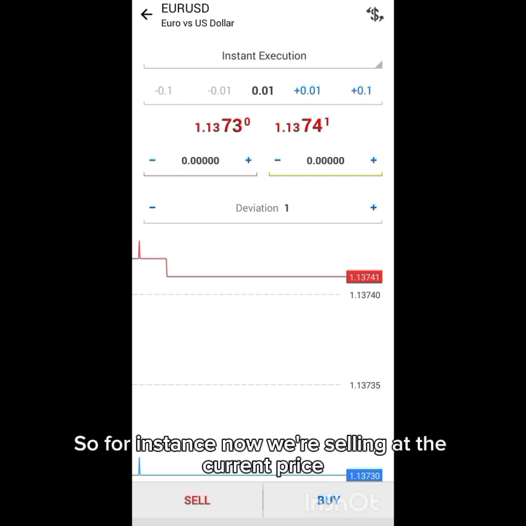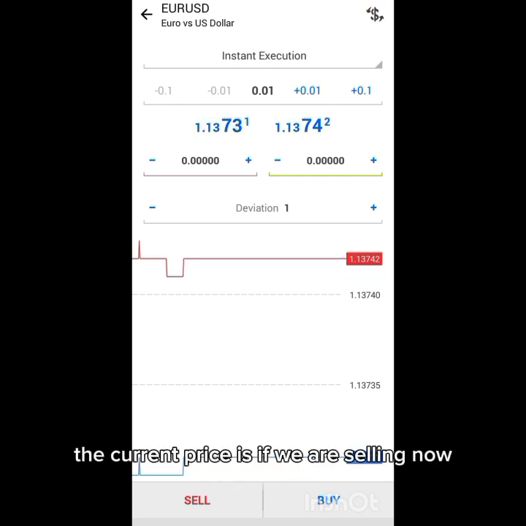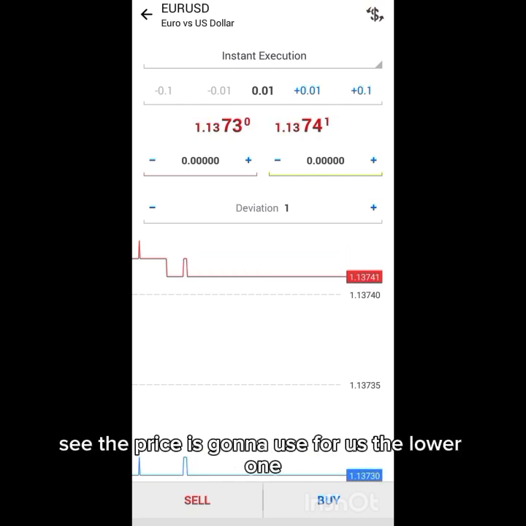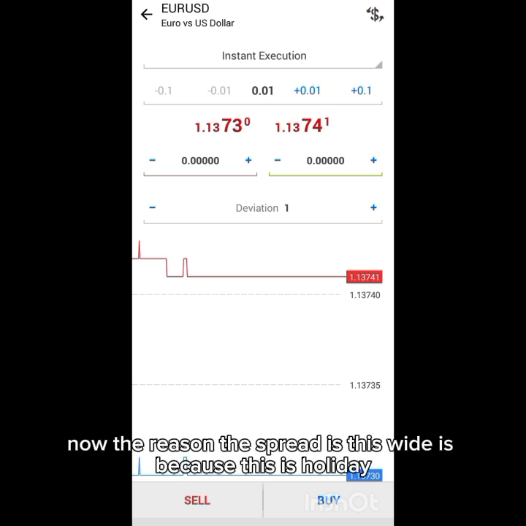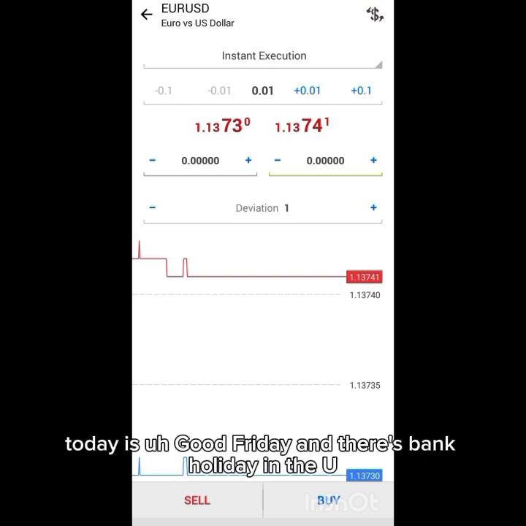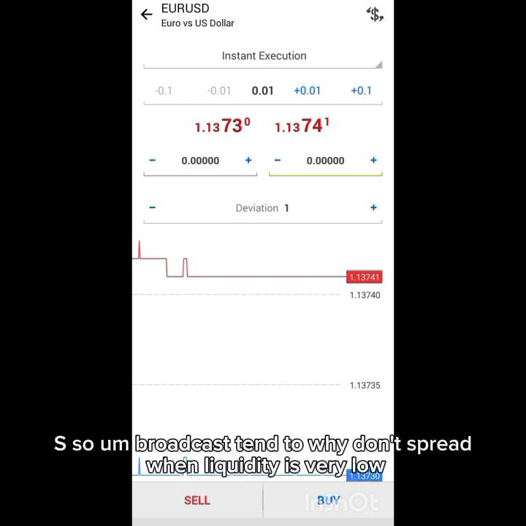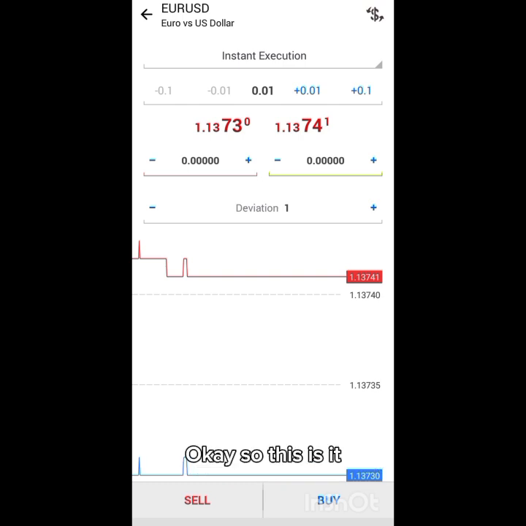So for instance, now we are selling at the current price. If we are selling now, the price is going to use for us the lower one, which is this blue one, 1.13730. You can see the spread is wide. The reason the spread is this wide is because this is a holiday. Today is Good Friday, and there's a bank holiday in the US. So brokers tend to widen spread when liquidity is very low.